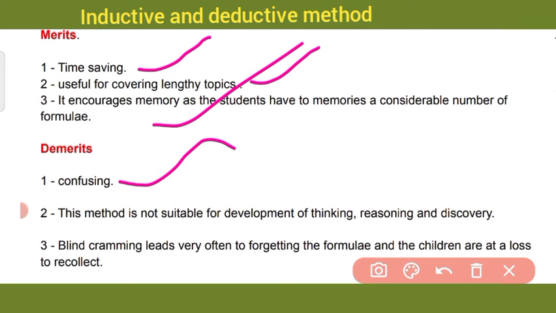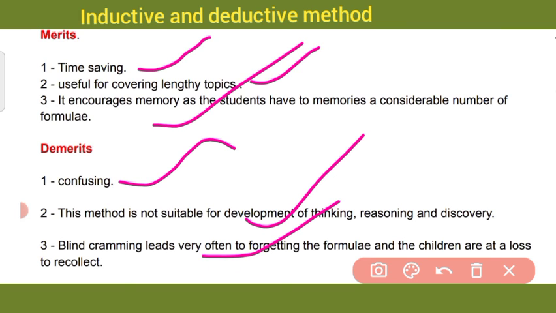Now let's see the demerits. It is sometimes confusing for students because they have to recite all those rules and make sentences using that particular rule. This method is not suitable for development of thinking, reasoning and discovery. If the teacher is directly giving rules to students, it will not generate thinking or reasoning power in students.